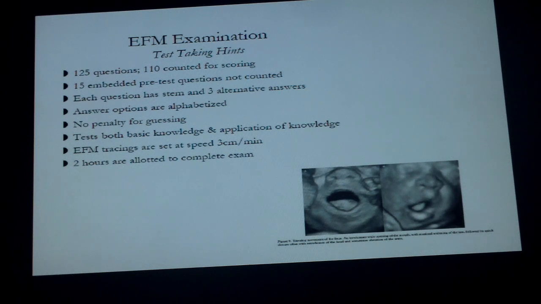Each question has a stem and 3 alternative answers, so meaning they're looking for one certain thing. The answers are listed, well, not really randomly, they're alphabetized, so I guess they figured that some people have a system down for A's, B's, and C's and all of that. So you have no penalty for guessing. It tests both basic knowledge and application of knowledge. So that goes back to looking at your strips and knowing where those decels and things are coming from and making your interventions appropriate to what's happening. So you choose your best answer for that.